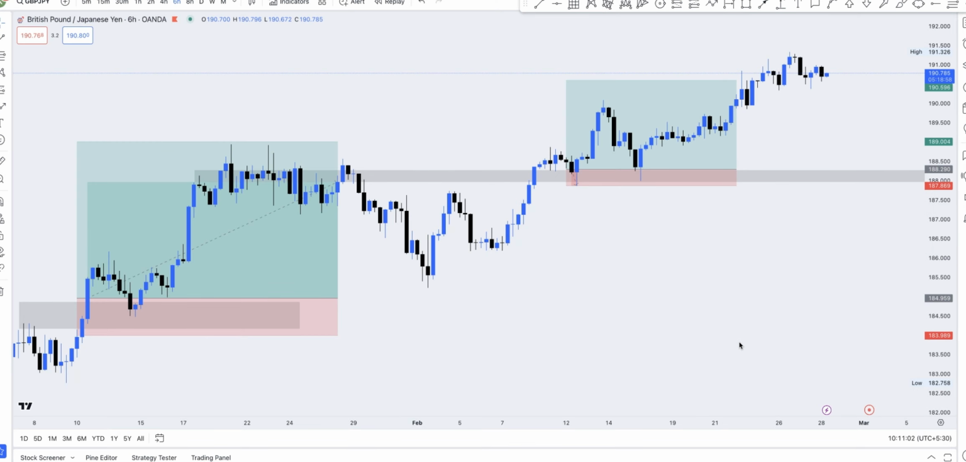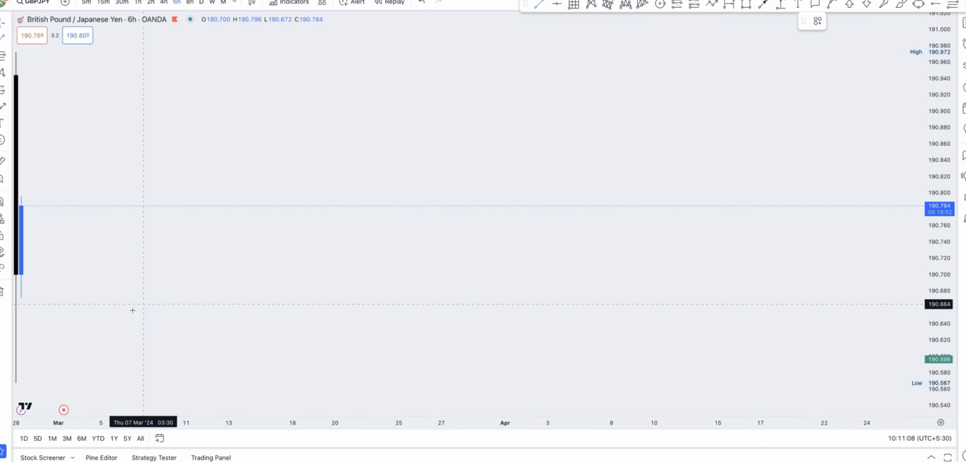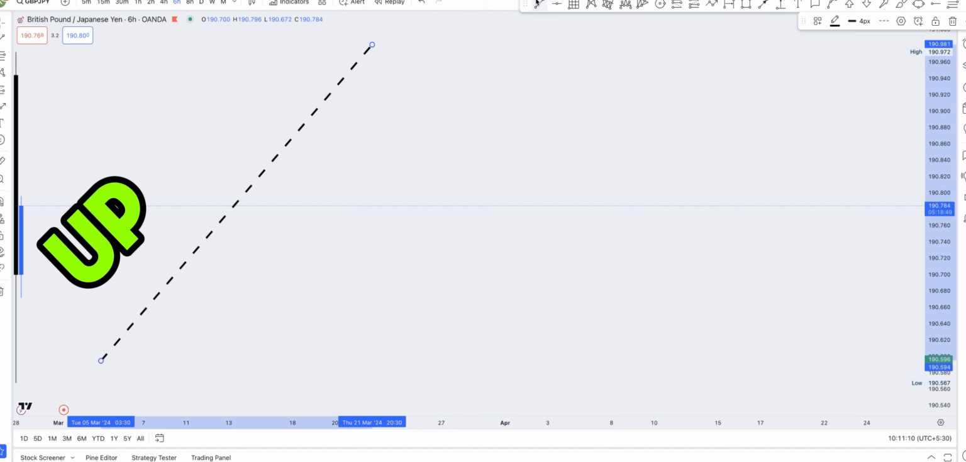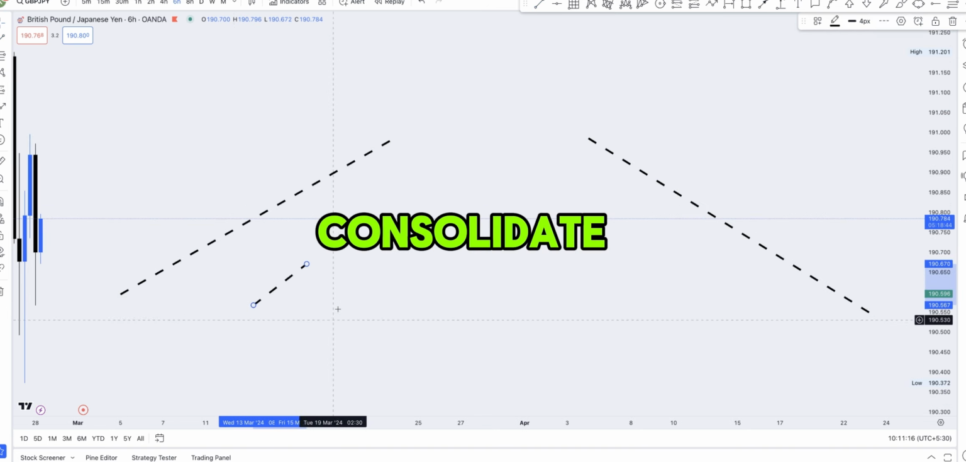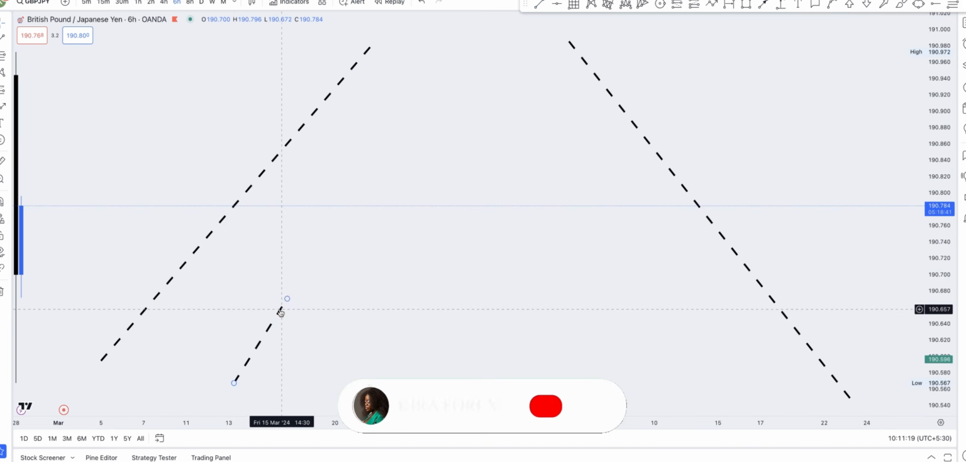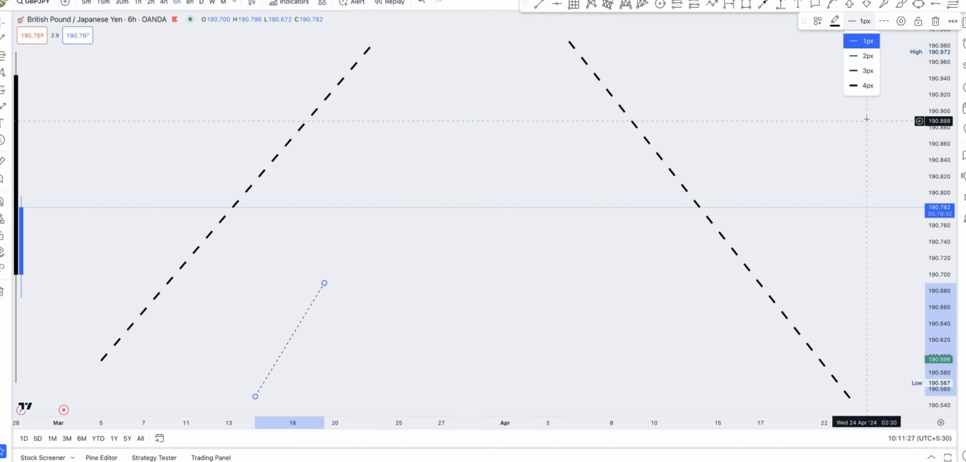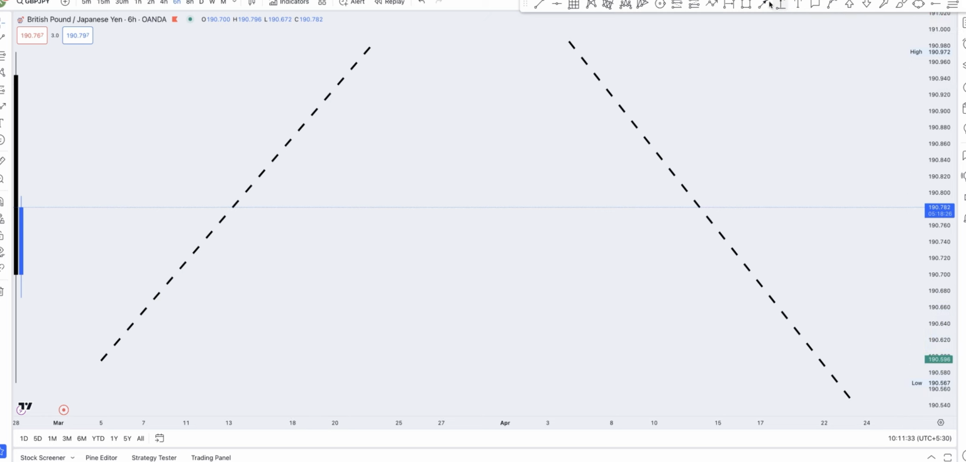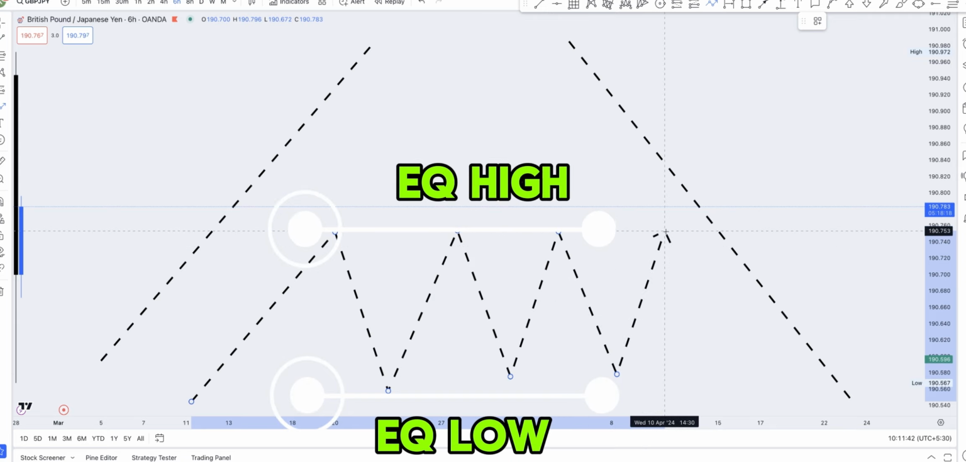What you should understand about this strategy is that price always moves in one of these directions: in an uptrend, in a downtrend to the downside, or price would consolidate. We're going to have a consolidation move, or price moving sideways, price moving in a box. Price is consolidating, creating equal lows and equal highs.